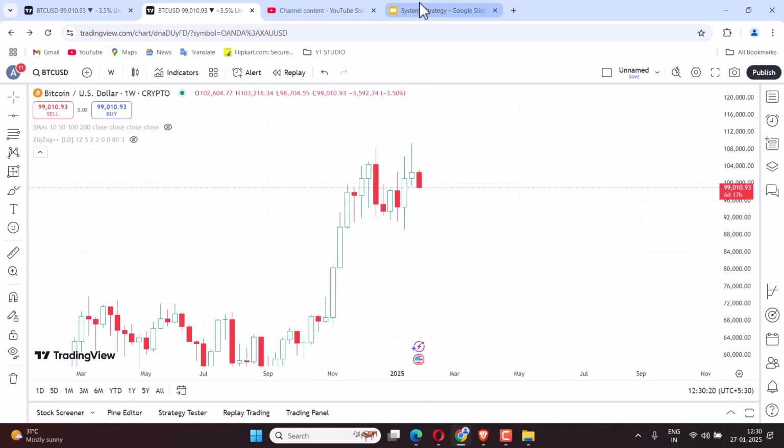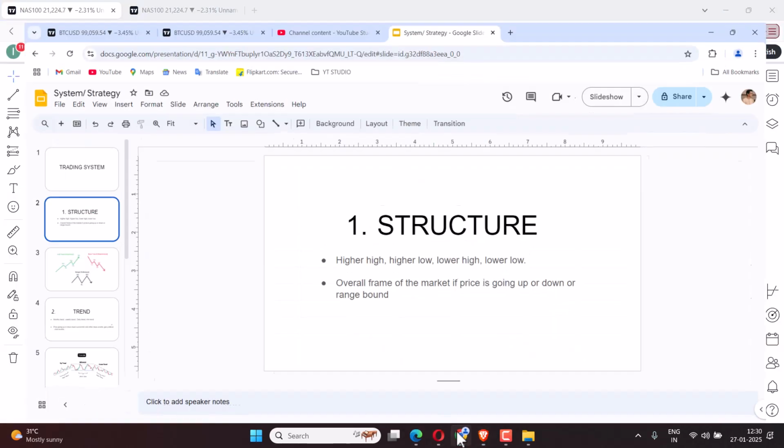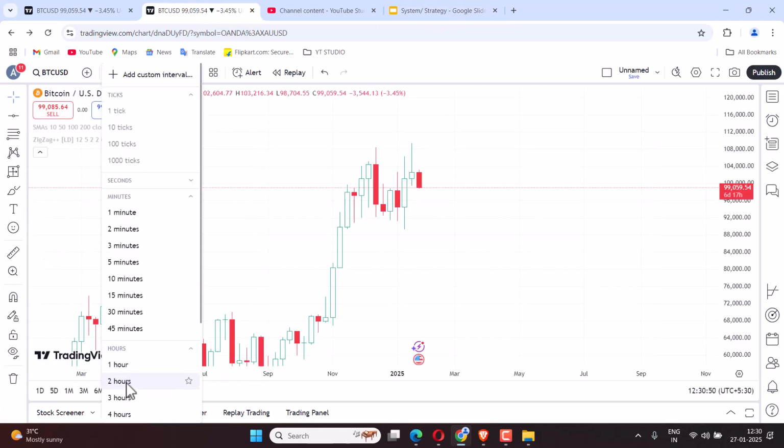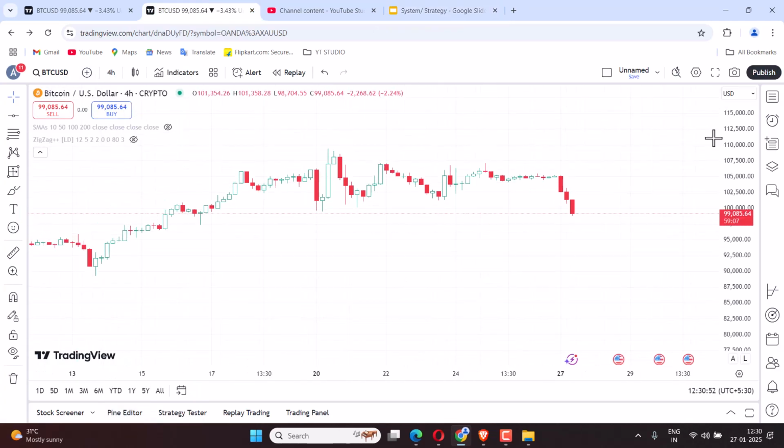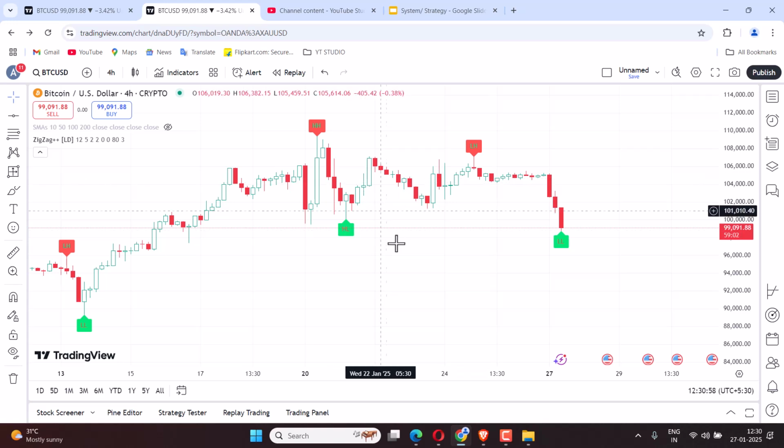So let's get back to the presentation. Structure, for me, is basically higher high, higher low, lower high, and lower low. And the overall frame of the market, whether the price is going up, down, or range bound, as I said earlier. So this for me is structure. Now you might be wondering, what is a higher high, higher low? Basically the markets create a certain pattern. I'm using the ZigZag Plus indicator. I'll go over what it is. This basically shows you the structure.